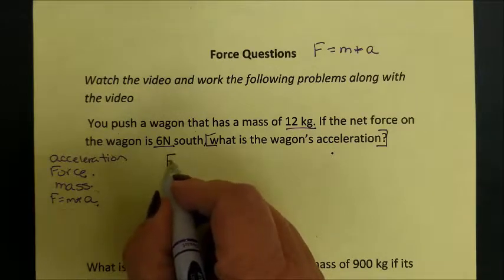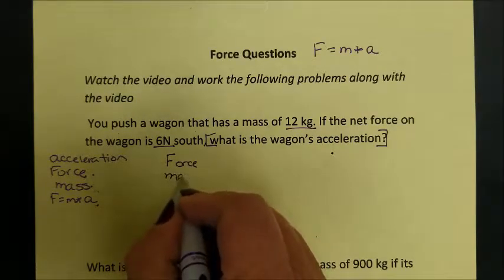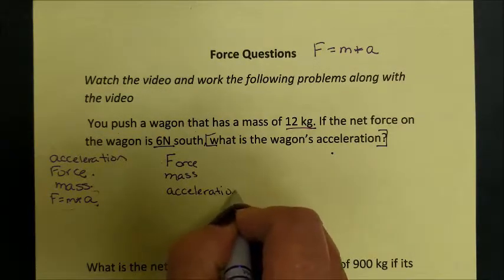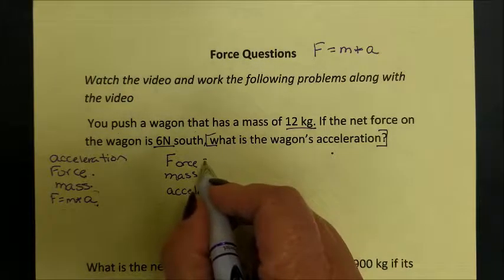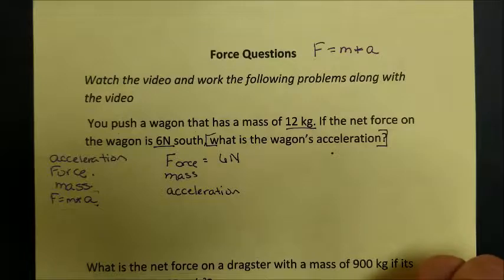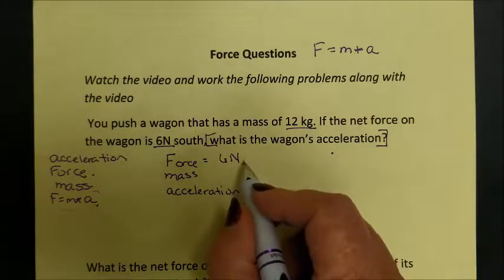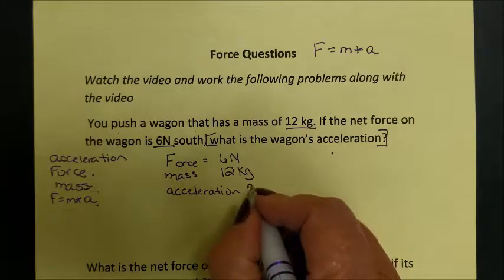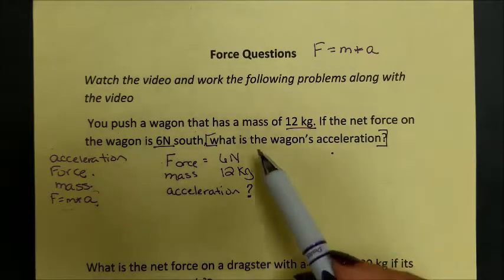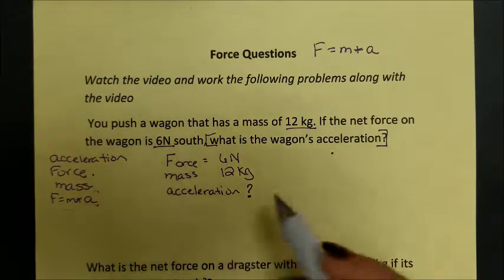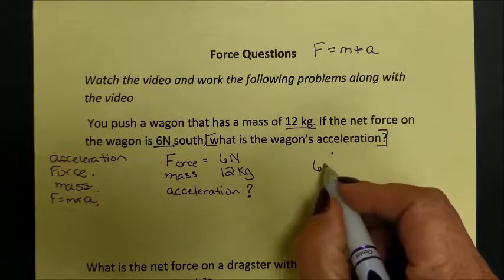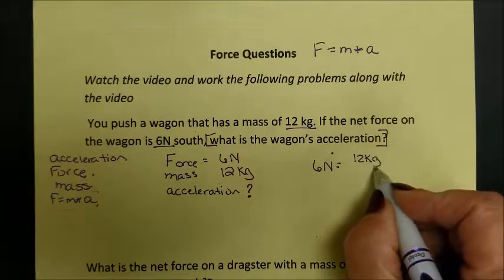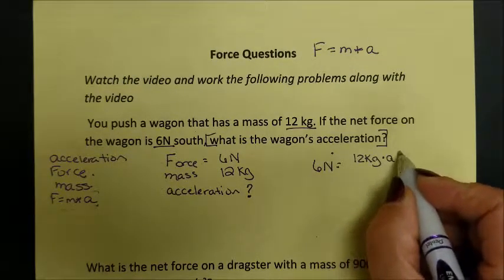So we're going to list all the variables: force, mass, and acceleration. The force was 6 newtons. The mass was 12 kilograms. And the acceleration is our unknown. That's what we're trying to find. So now we want to plug these numbers into our formula. So force is 6 newtons. The mass is 12 kilograms. And the acceleration is unknown.